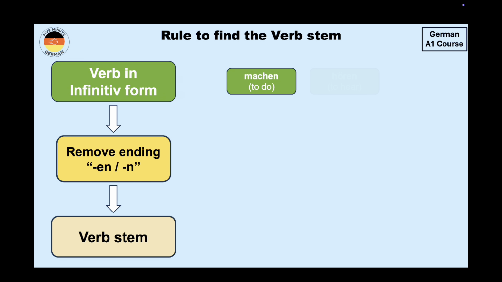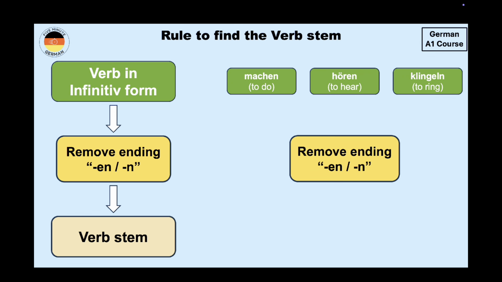So I have three verbs over here. Machen, which means to do, hören, which means to hear, and klingeln, which means to ring, for example, ringing a bell. In order to find the verb stem, we have to remove the ending en or n from these verbs, which are in the infinitive form. So let's start with machen. When we remove the ending en from machen, then we get mach. This mach is the verb stem.